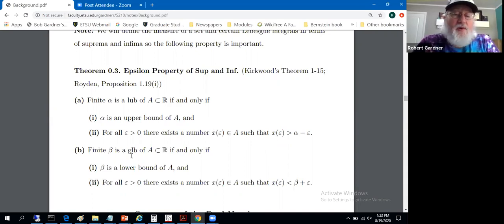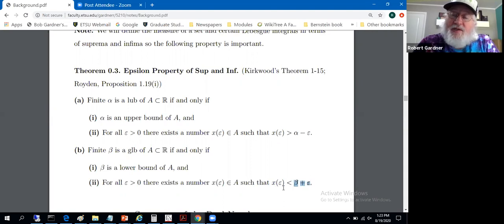How about a greatest lower bound? Yeah, same thing. Beta is a greatest lower bound of set A, a set of real numbers, if beta is a lower bound, and let's see, greatest lower bound. Well, what if we looked at something a little bit greater than beta? Well, let epsilon be greater than 0, and let's consider beta plus epsilon. That's a little bit greater. That won't be a lower bound anymore, so there must be something in the set that's less than beta plus epsilon.